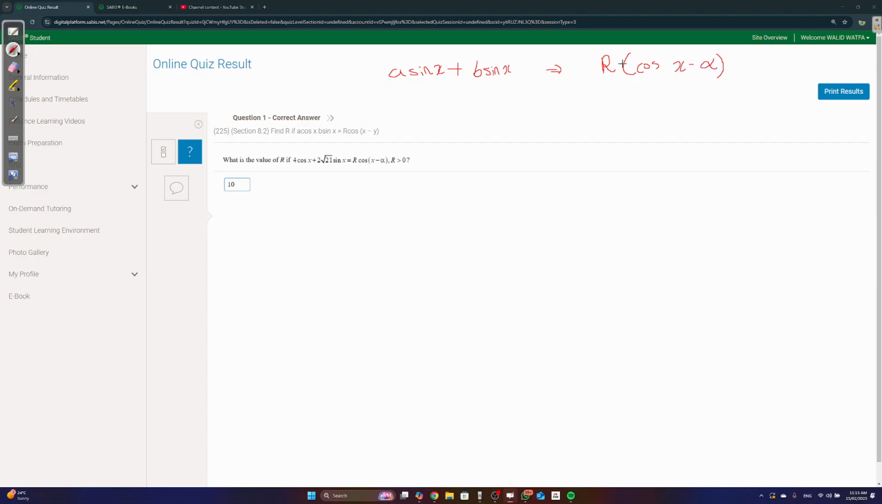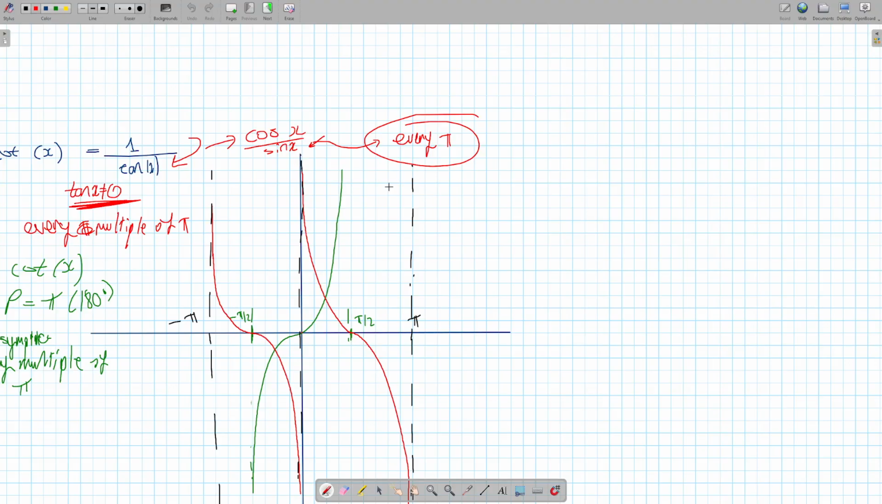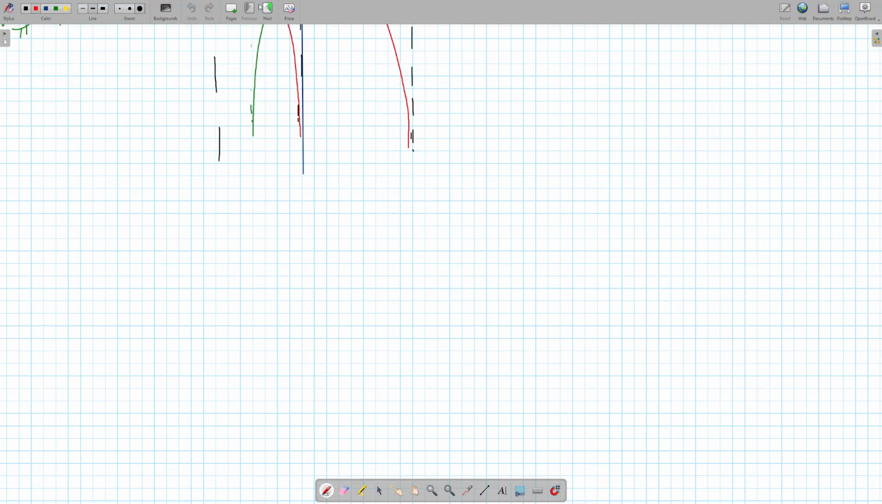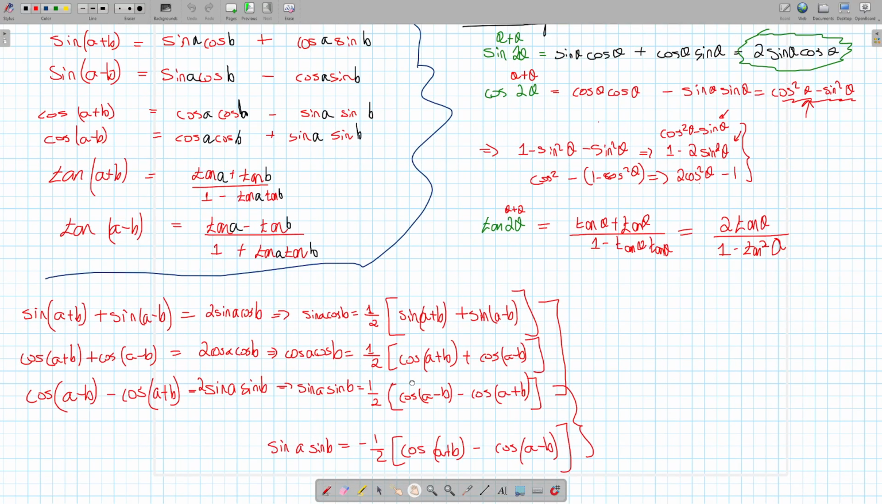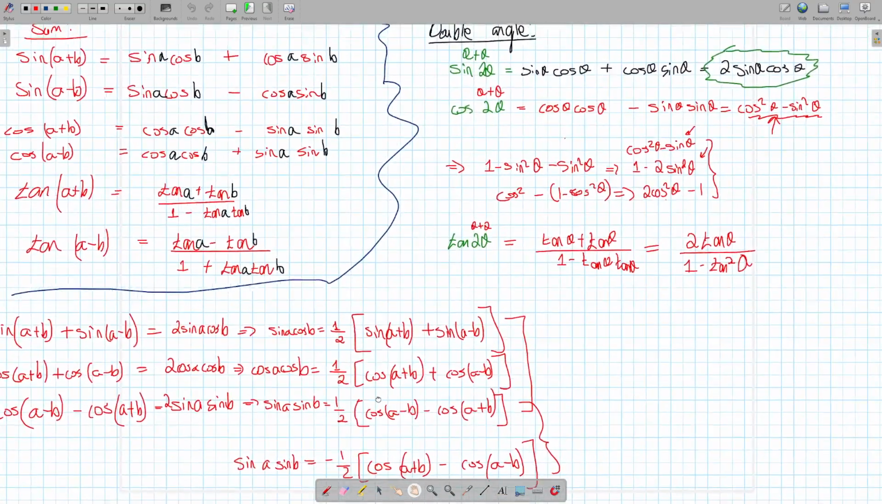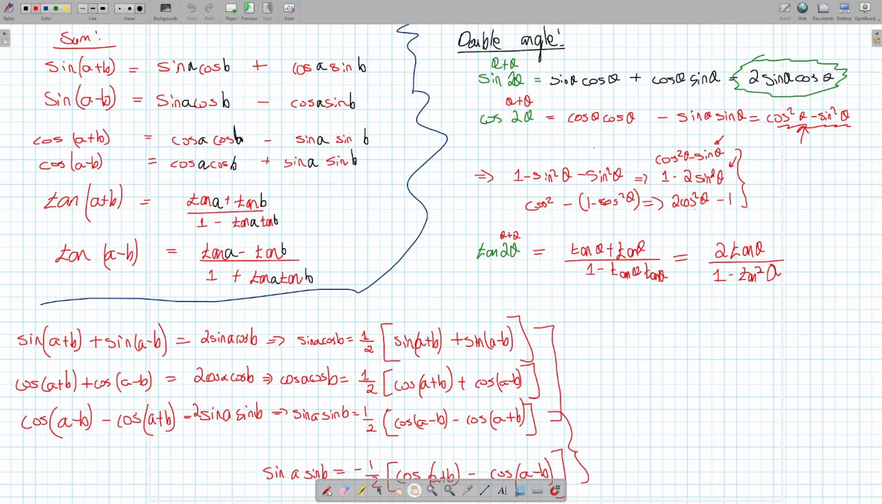Okay, where r is the magnitude of a squared plus b squared, and alpha is equal to inverse tan b over a. Let me carry this over and put it into our beautiful formula sheet over here. Next, we're gonna put it down here on the right.